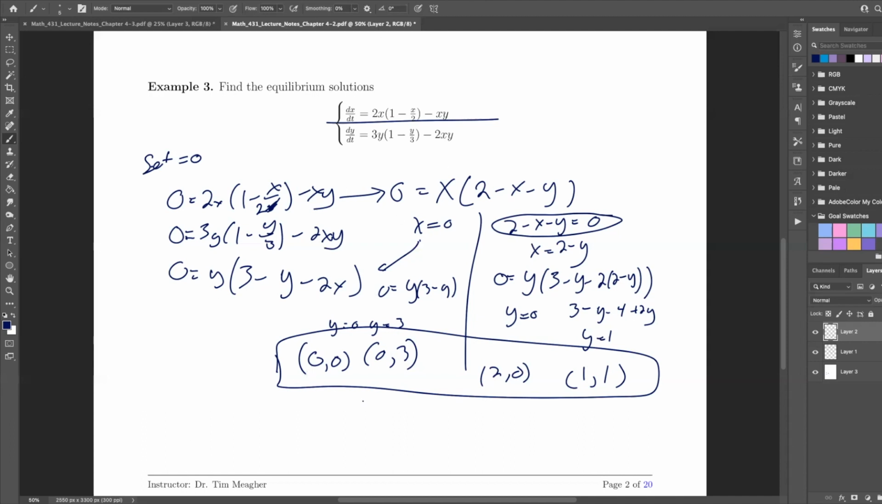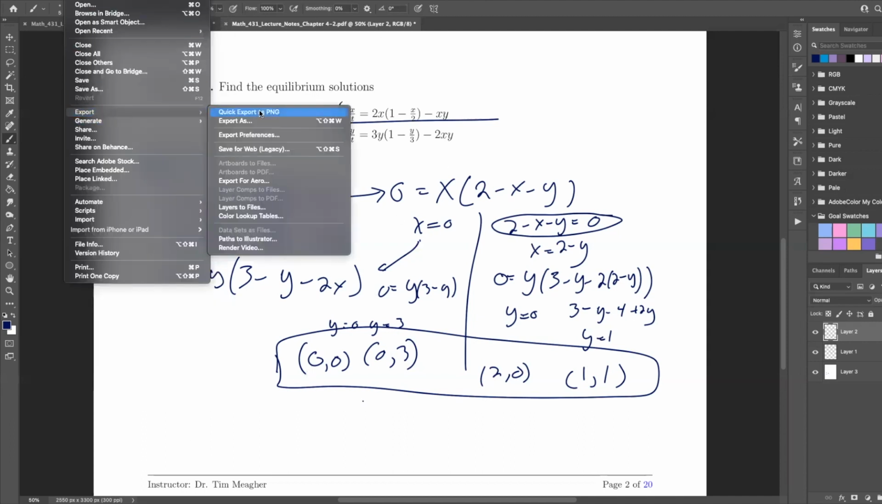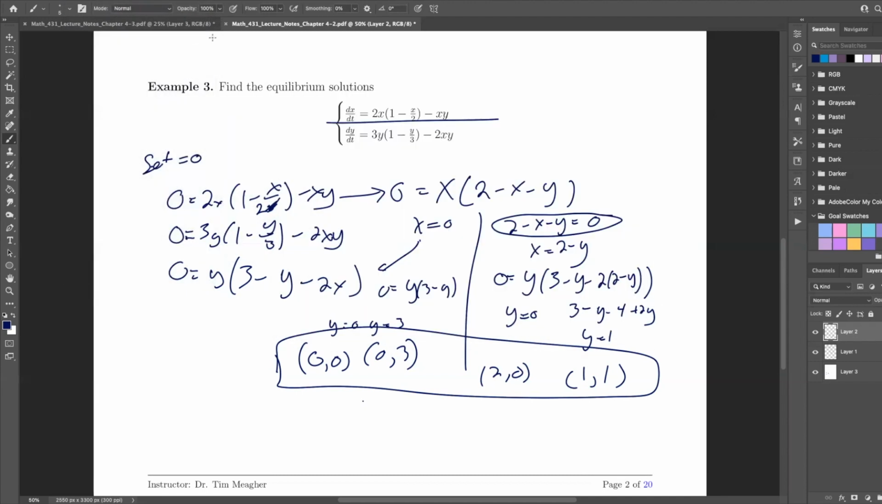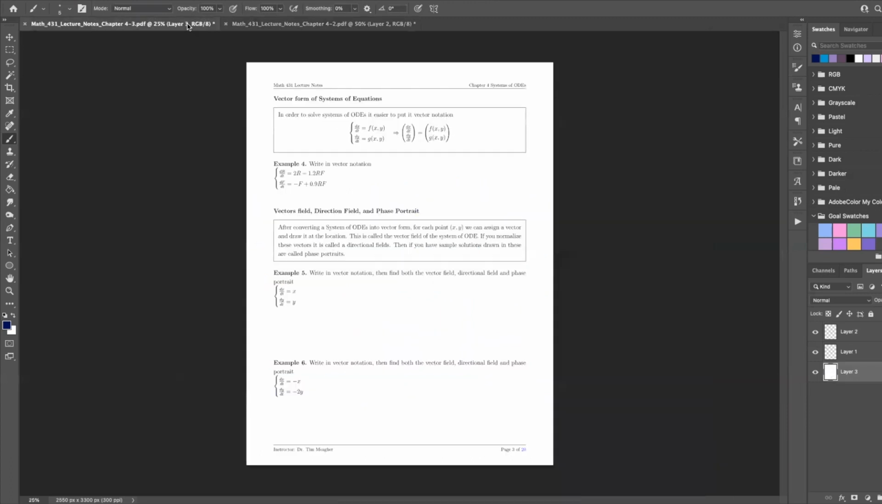All right, so let's go ahead and export as PNG. Let's see. All right, let's look at this.